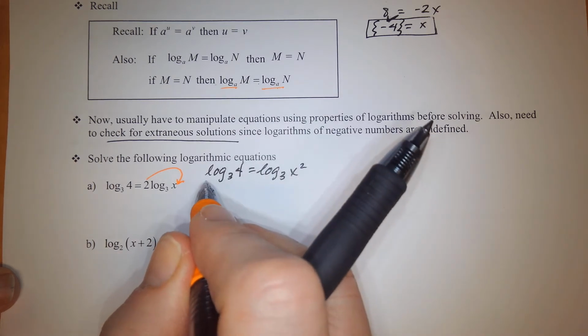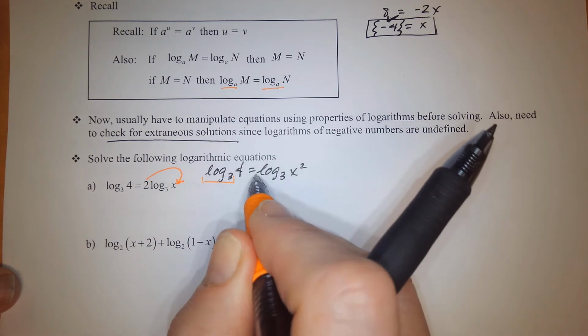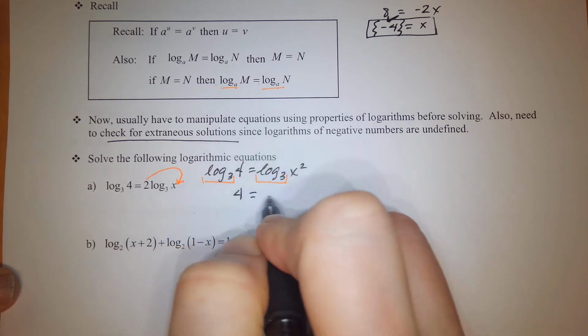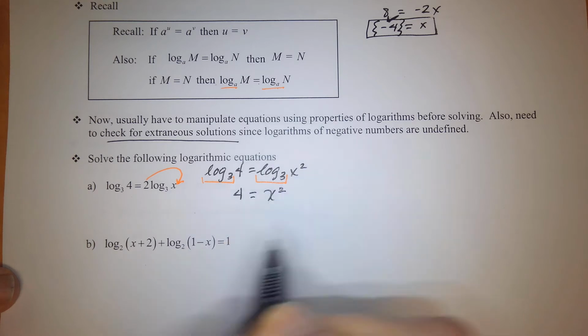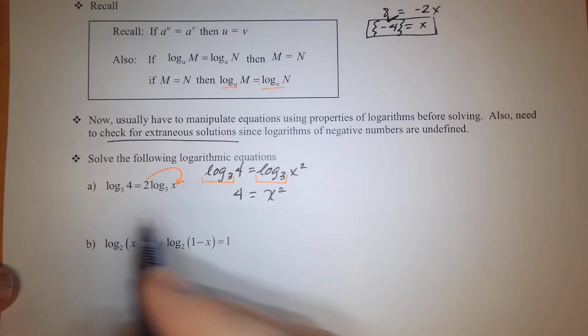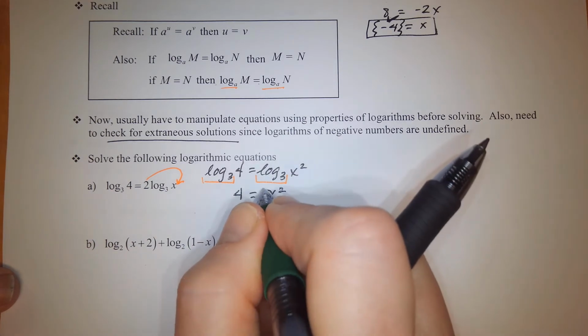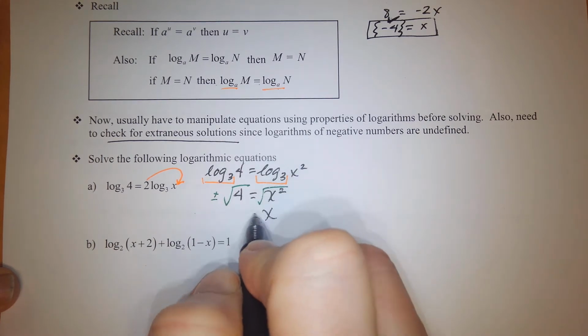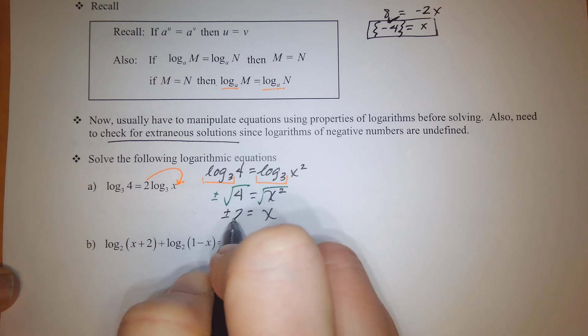So since I have log base 3 here and log base 3 here, we can simply say that their arguments are equal: 4 equals x squared. Now if I take the square root of both sides, I find that x equals plus or minus 2.